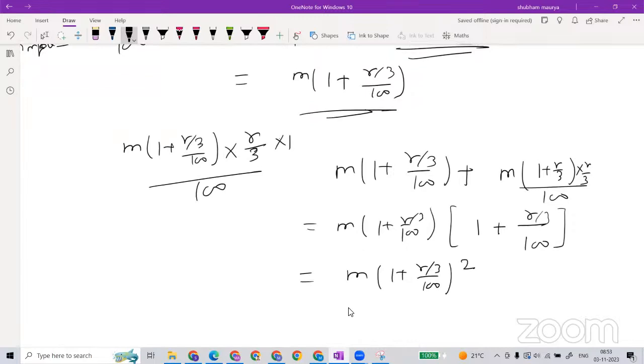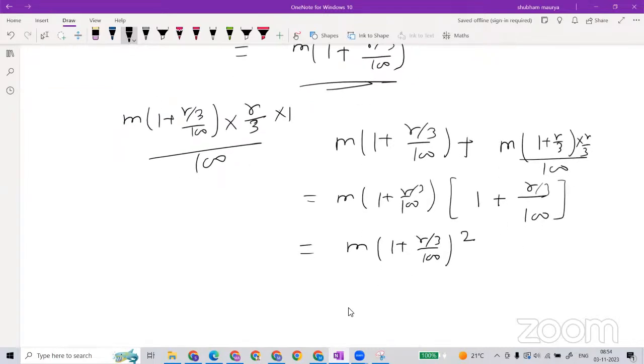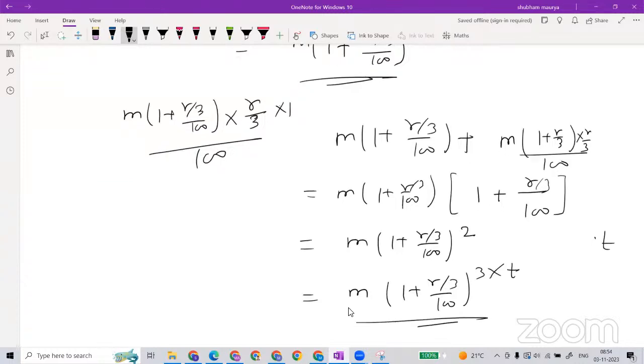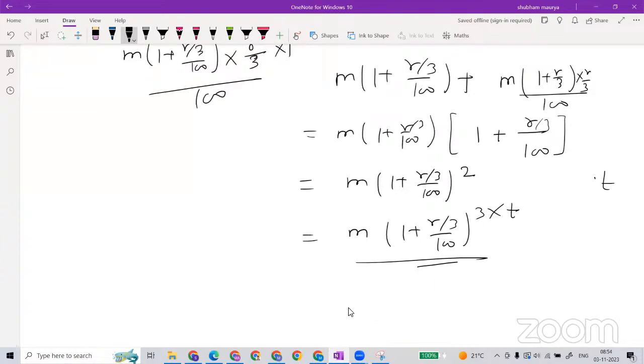Now 8 months is done, and the last one will come, so 1 plus r by 300 cubed. Now per year this is 3. How many years? I am assuming t years, so that means into 3, raised to the power 3t. That formula is actually what she said, and it is correct. This is the way we can generate the formula.